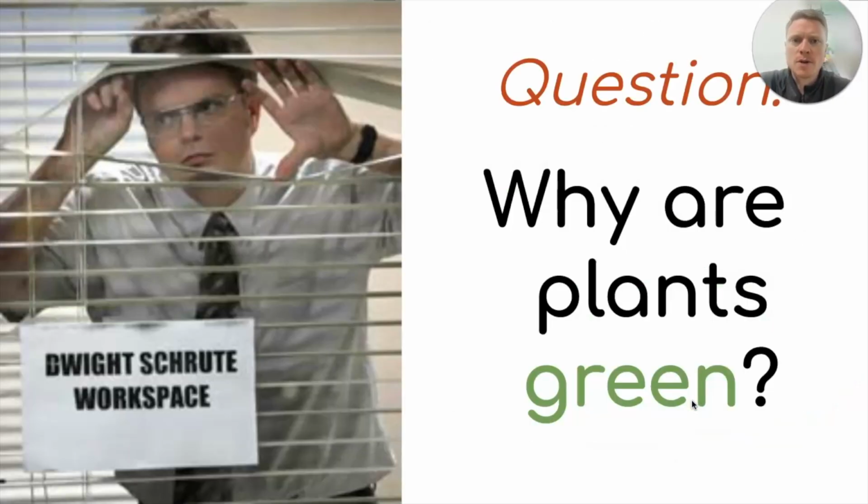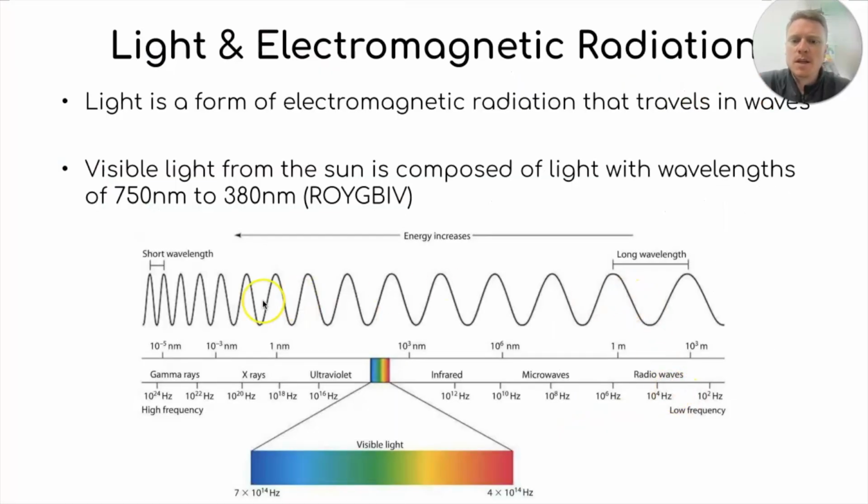All right, so question for you is, why are plants green? You may have heard that light is actually a wave, and it's a particle and a wave, and that particle of light is called a photon. Those photons can have different wavelengths. The shorter the wavelength, the more energy it has, and the longer the wavelength, the less energy it has. So the wavelength corresponds to the amount of energy that it has. It also corresponds to the color of light.